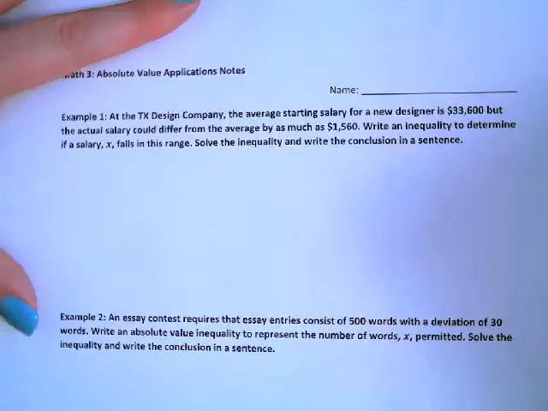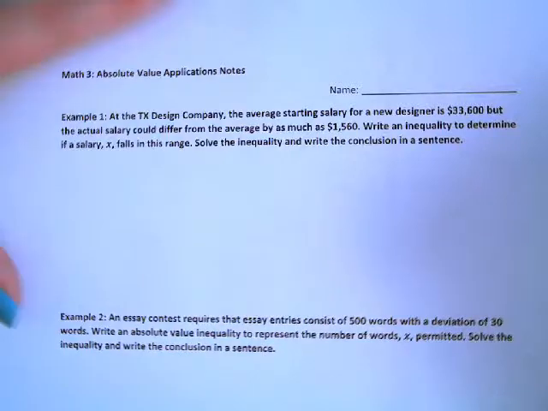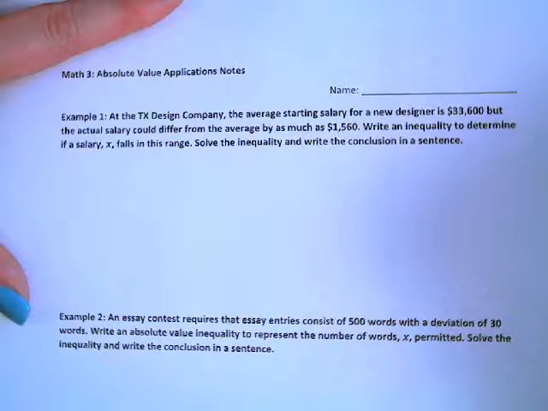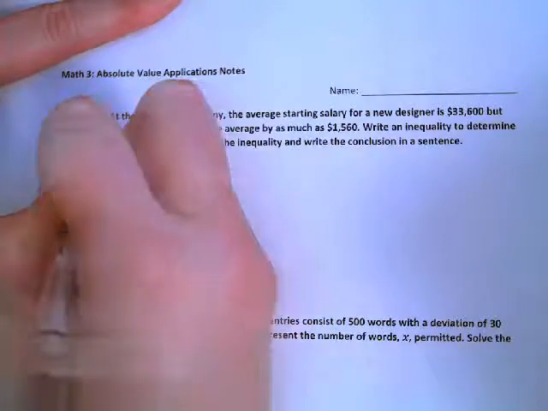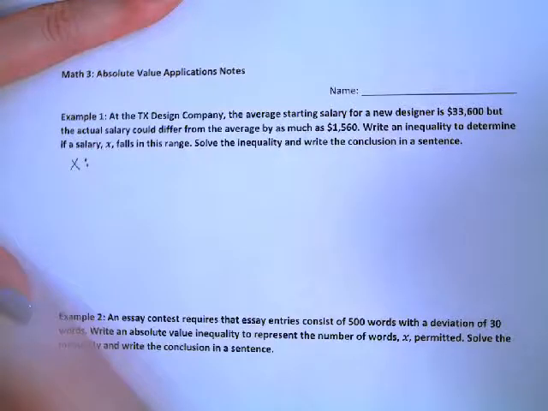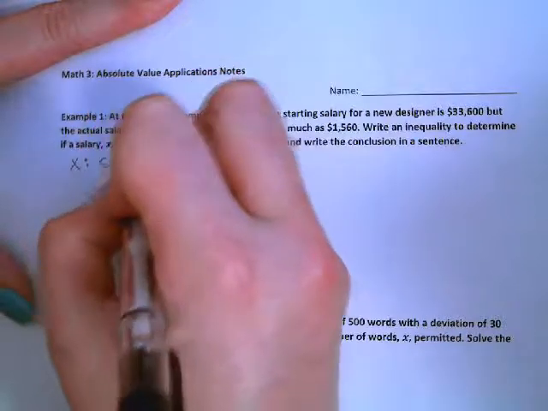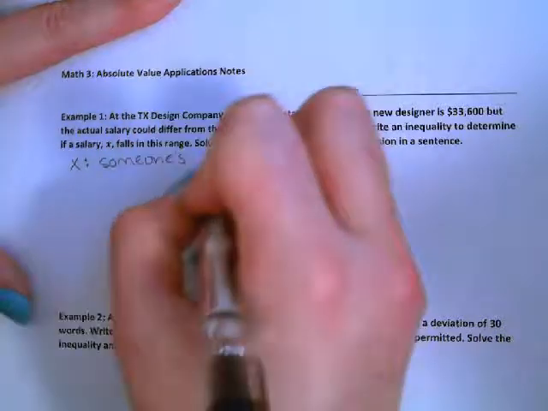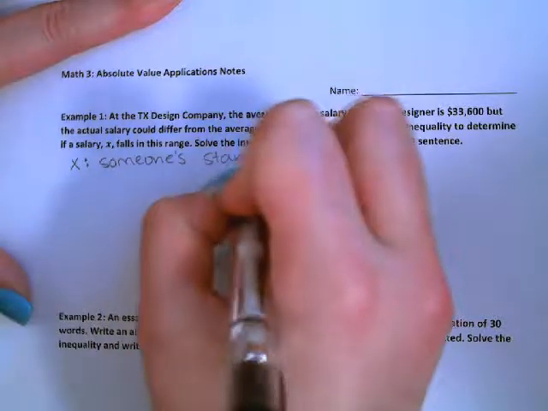So it says, at the TX Design Company, the average starting salary for a new designer is $33,600, but actual salary could differ from the average by as much as $1,560. We're going to write the inequality to determine if their salary X falls in this range. So X stands for a specific person's starting salary.